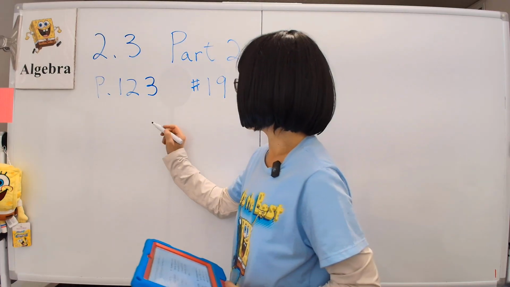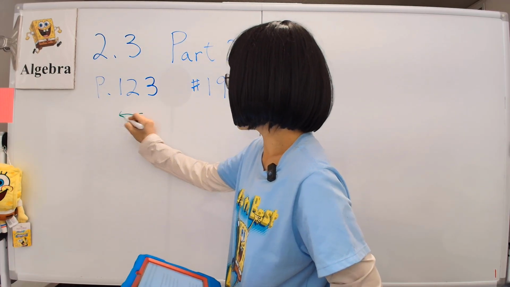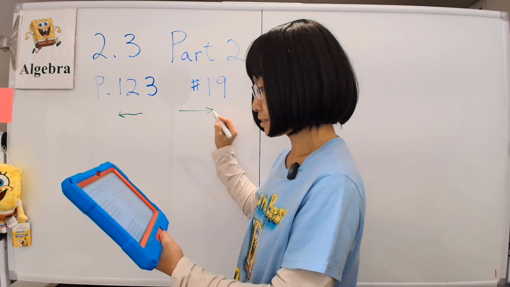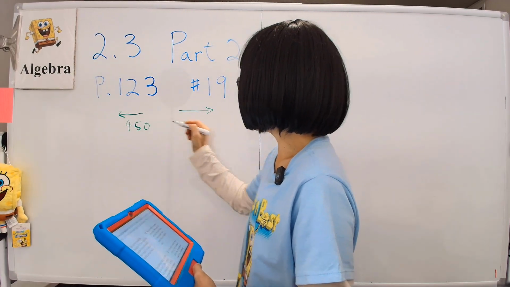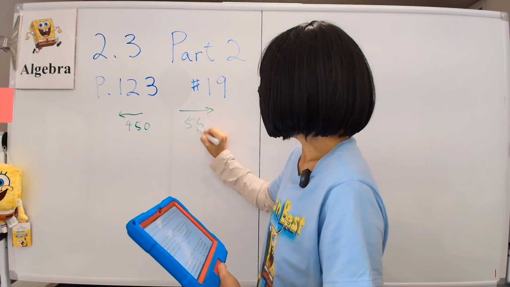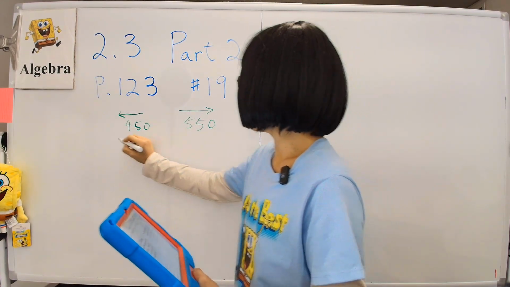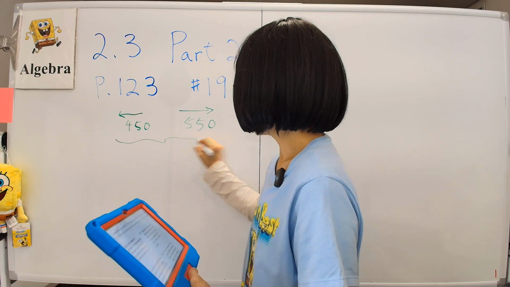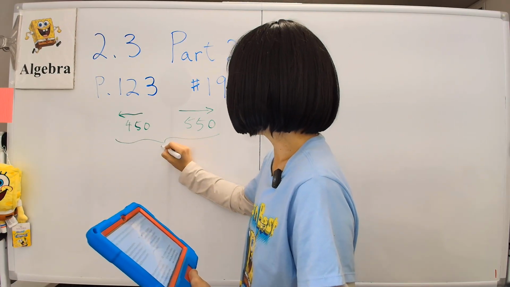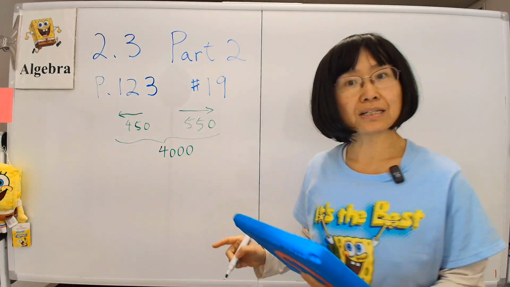So we have two planes, okay? They are going in opposite directions. That matters, okay? One is going at 450 and the other one is going at 550. And the question is, we need the whole distance to be 4,000. The whole thing needs to become 4,000. And each speed is per hour.